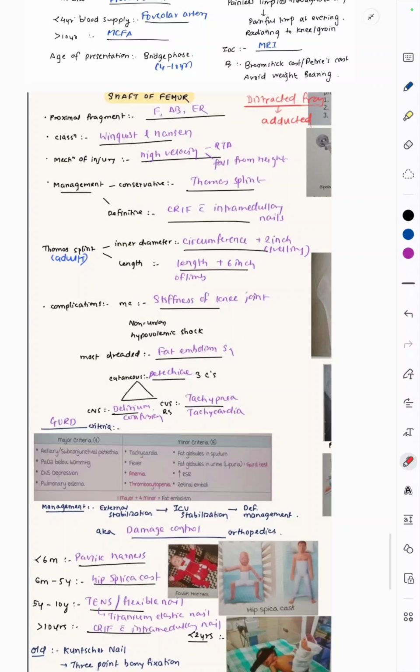Next is the shaft of femur fracture. In the shaft of femur fracture, the proximal fragment undergoes flexion deformity. Classification is the Winquist and Hansen. Mechanism of injury is a high velocity road traffic accident or a fall from a height.